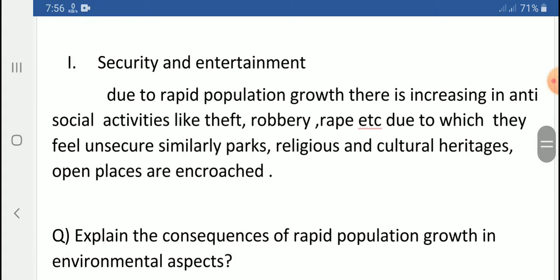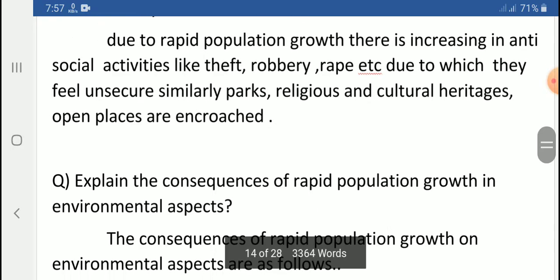Security and entertainment also. Because of rapid population growth, people are not feeling secure, because there are increasing antisocial activities like theft, robbery, rape, etc., due to which they feel unsecure. And similarly, parks, religious and cultural heritages and open places are also encroached. So there is direct impact on the security and entertainment due to rapid population growth.